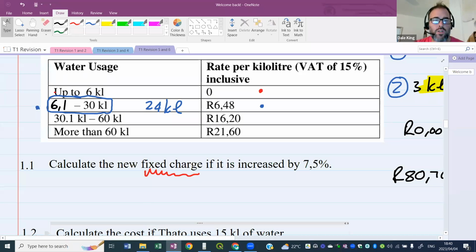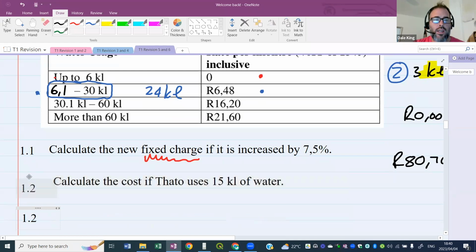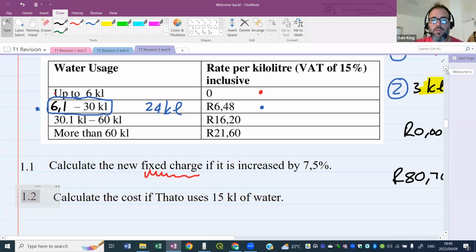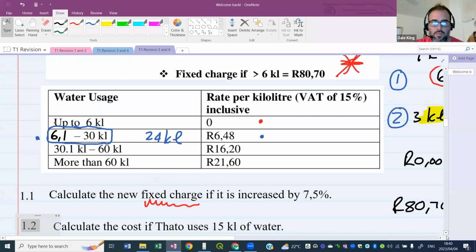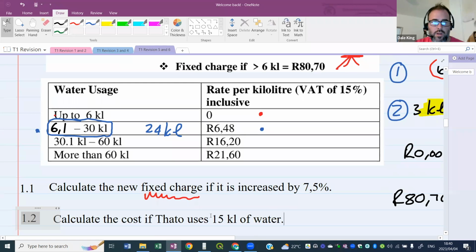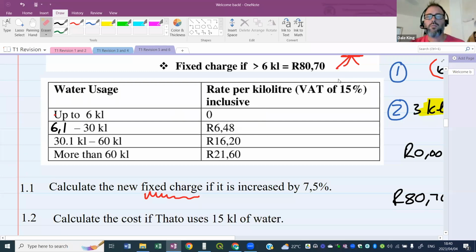In fact, I'm going to move this question up a bit so you can see the question and the whole table. There we go. So there's the question at the bottom. Question 1.2, calculate the cost if Tato uses 15 kiloliters of water. There's the whole table. All right. Off you guys go. You're going to do the one on your own.